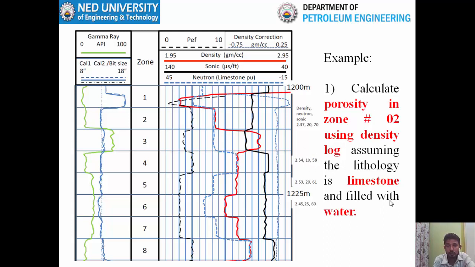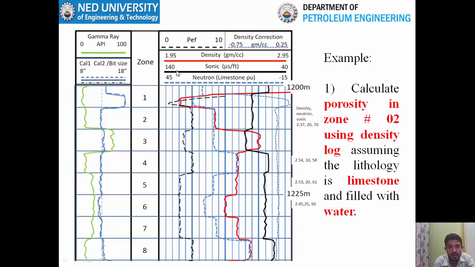So in this example, you have been asked to calculate porosity in zone number 2 using the density log, assuming the lithology is limestone and filled with water. Again, for right now, you're assuming lithology and fluid content, but in the real world, you first estimate lithology and fluid content, and then you calculate porosity using density, neutron, and sonic logs. So for this exercise, you are assuming lithology and fluid content, and you are asked to calculate porosity in zone number 2. The other thing you need is the density of the log in zone number 2.